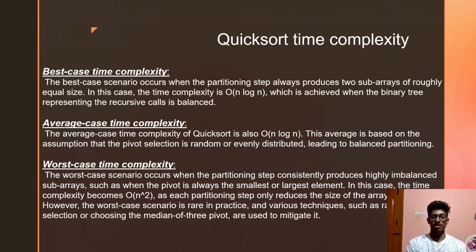leading to balanced partitioning. Worst case time complexity: the worst case scenario occurs when the partitioning step consistently produces highly imbalanced subarrays, such as when the pivot is always the smallest or largest element. In this case, the time complexity becomes big O n square, as each partitioning step only reduces the size of the array by 1. However, the worst case scenario is rare in practice, and various techniques such as random pivot selection or choosing the median of 3 pivot are used to mitigate it.